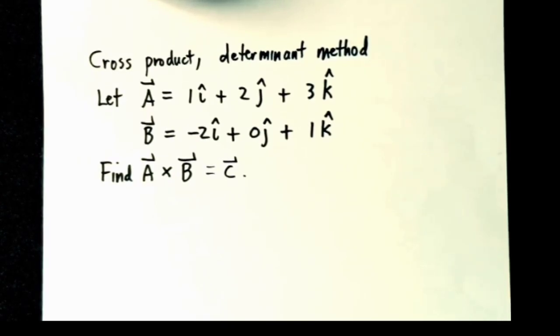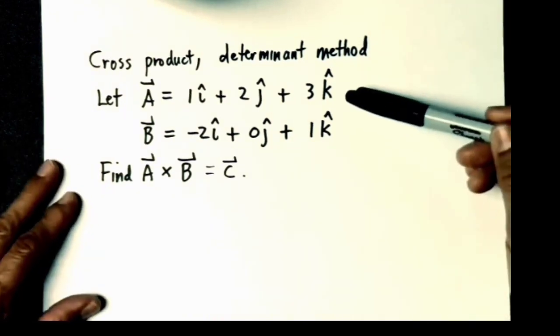I'm going to show you how to calculate the cross product using the determinant method. This is the way that most people who calculate cross products do it, but the method in your book is also fine, it's just a little slower. So I'll do it with an example.